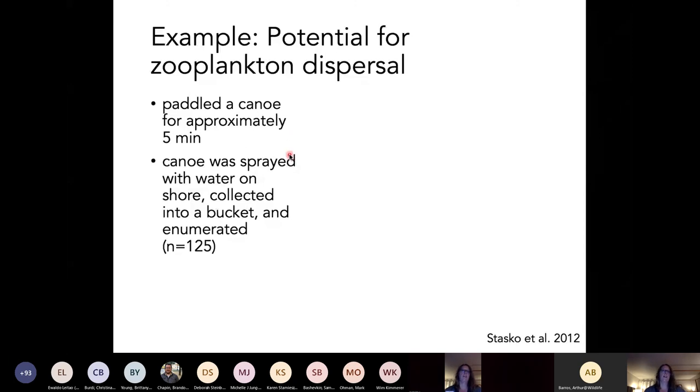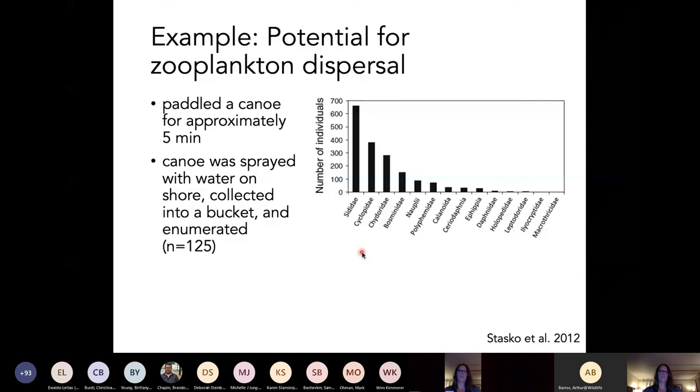After the 5 minutes, they came out and sprayed the canoe with water, collected all that water into a bucket and enumerated what they found. They did this 125 times. And what they found was that over those 125 replicates, they're finding hundreds of individual zooplankton. This is broken down into major taxonomic groups.